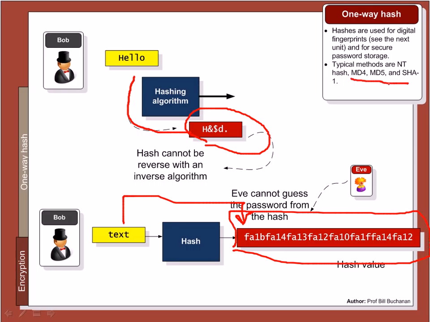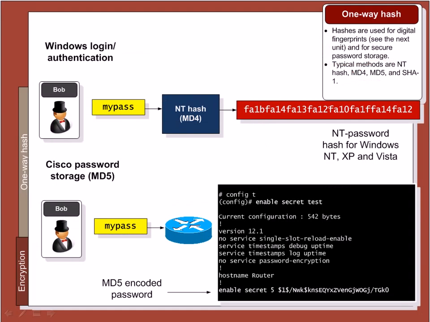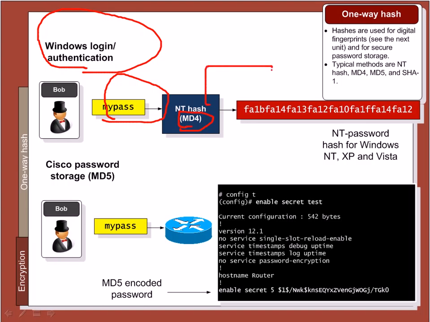Typical algorithms are MD4, MD5 and SHA1. It's typically used, as we'll see in the next unit, to create digital fingerprints and in secure storage of passwords. An example here is with the Windows login authentication, where we take a password, it is then hashed with MD4, and then it produces the hash function.